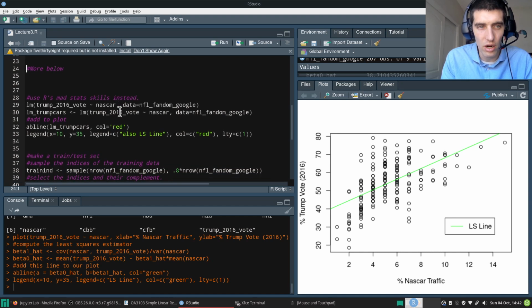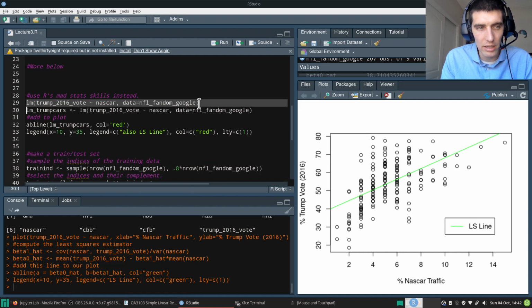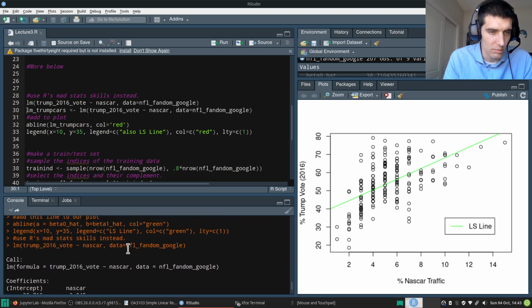To compute it using R, I'll use lm, as we discussed in the slides. I will give lm y as a function of x, like I mentioned in the slides. I'm going to give an extra argument, which is the data frame that these y's and x's are coming from. When I run this, it prints what I called, and it prints the beta 0 hat and the beta 1 hat, the intercept and the slope.